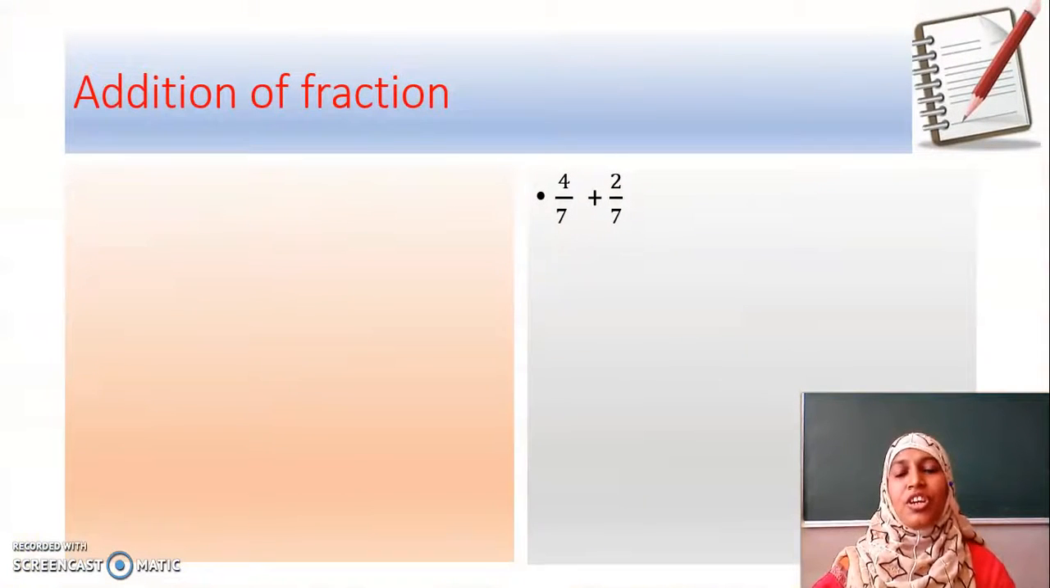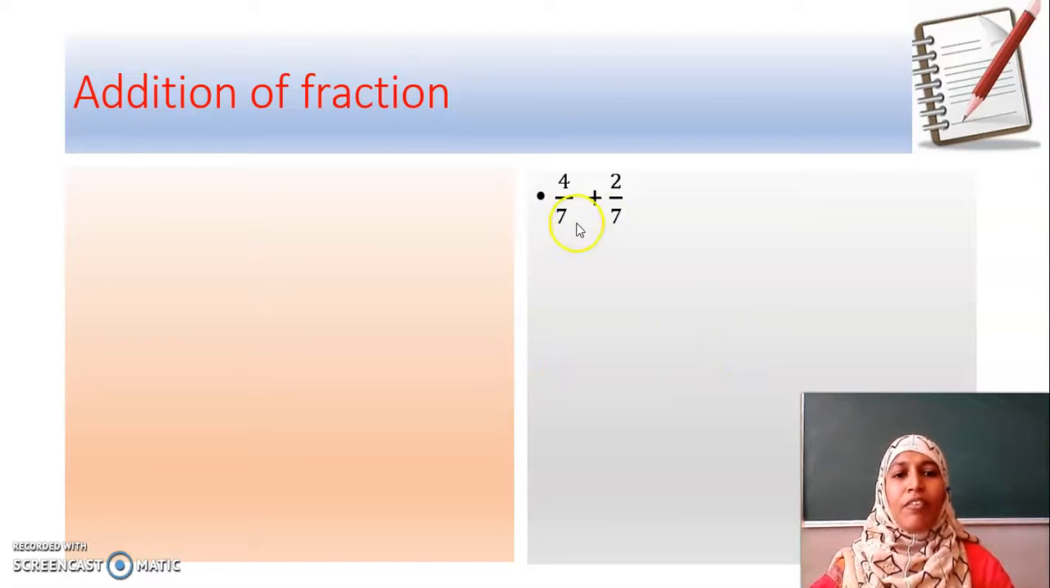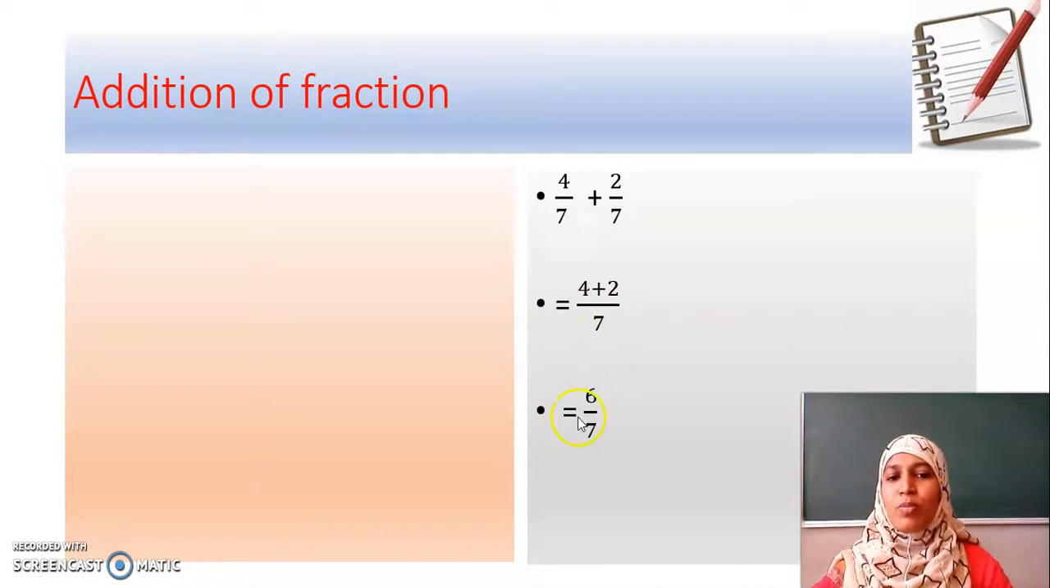Yes, it is addition of fraction. We started with equivalent fraction. We arranged the given numbers. Now we are going in for addition of fraction. Here we have two fractions with the same denominator, so it is very simple. Add the numerators. 4 plus 2 by 7. I get 6 by 7.